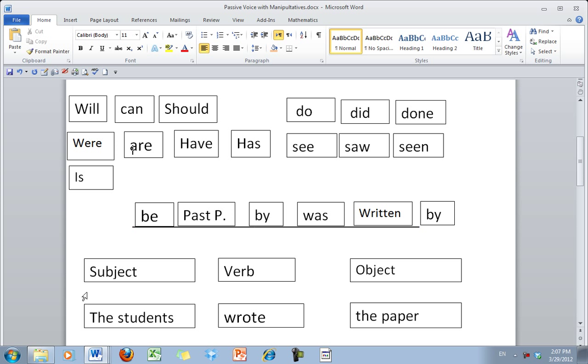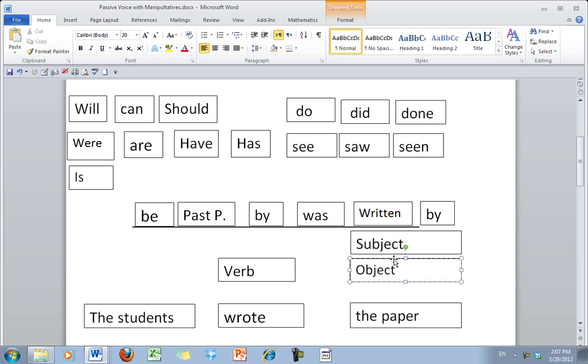First, active voice has a subject, a verb, and an object in that order. In other words, there's a doer, there's an action, and there's a receiver of the action. For example, the students wrote the paper. Now, when we want to start changing this to passive voice, we go step by step. First step is to change the subject and the object.